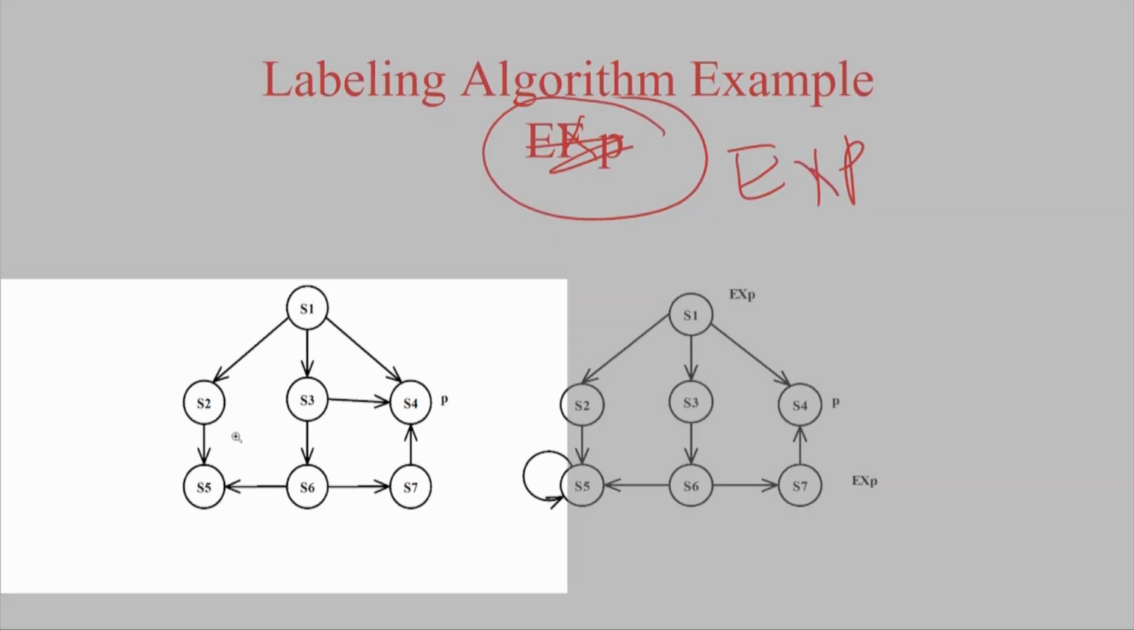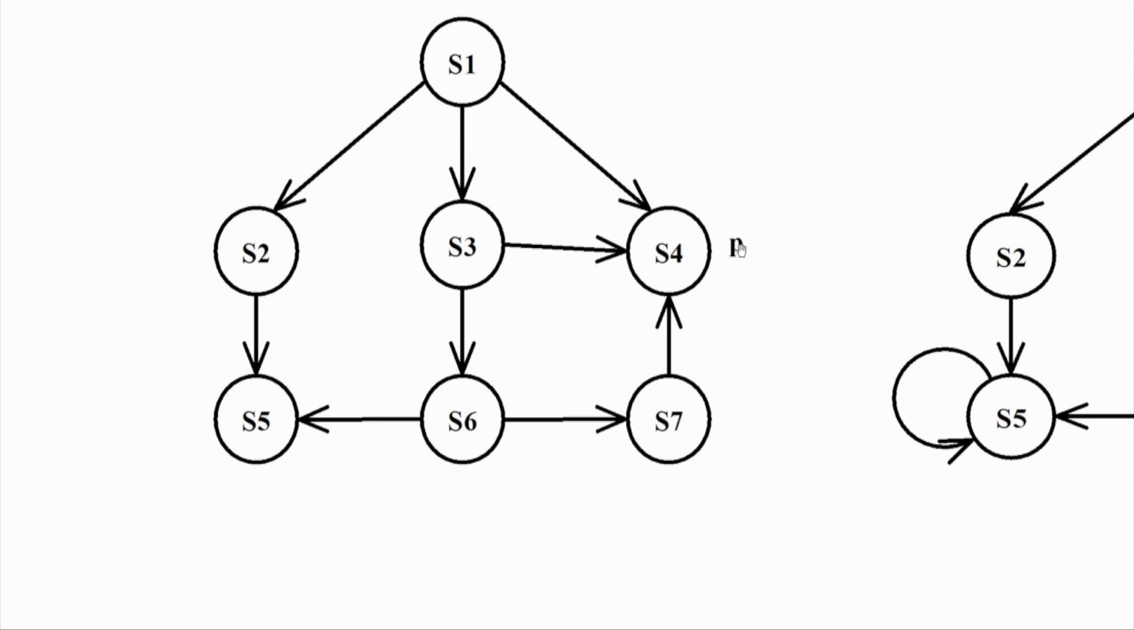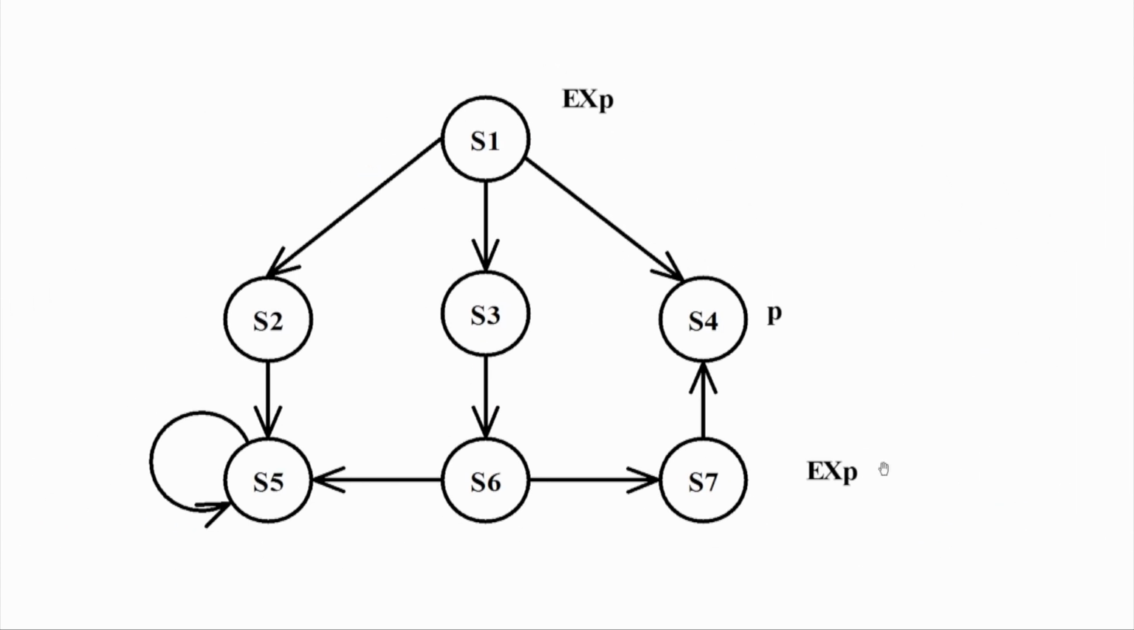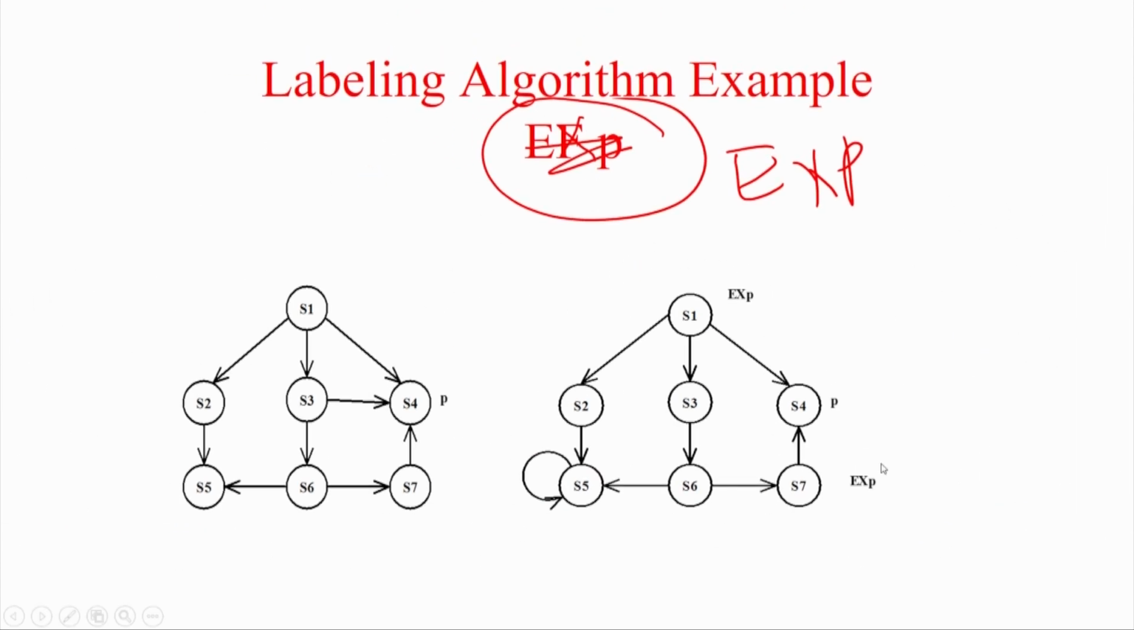So how do you do it? In this case P is there. You browse this whole graph and you can find out that the predecessor states are S7 and S1. So very easily you can write EXP here and EXP here, and your job is basically done. Only in these two states can you see that in the next state the property P is true. So that is actually model checking.